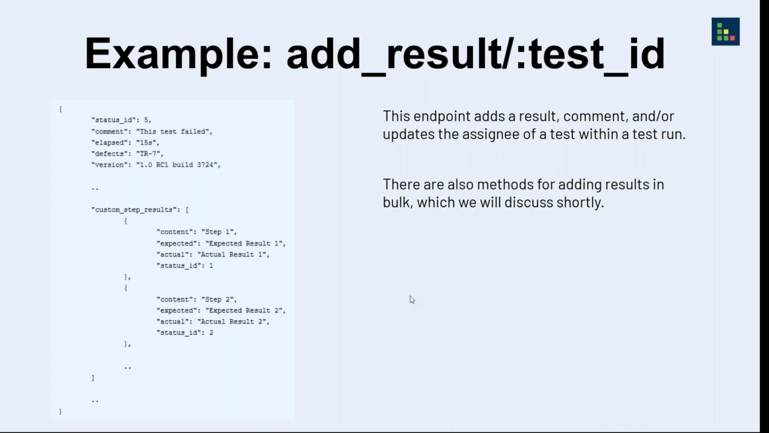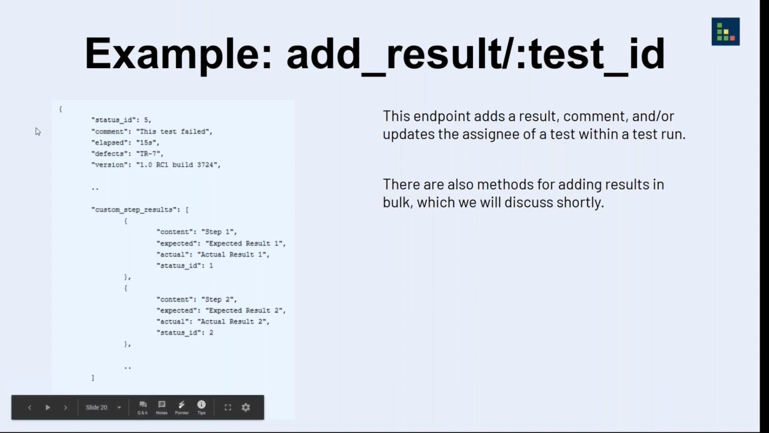You can also use the add result endpoint to submit separate results for individual steps, or just an overall status ID when submitting your results. However, regardless of whether or not you submit step results, you need to submit an overall status ID if you are submitting results.